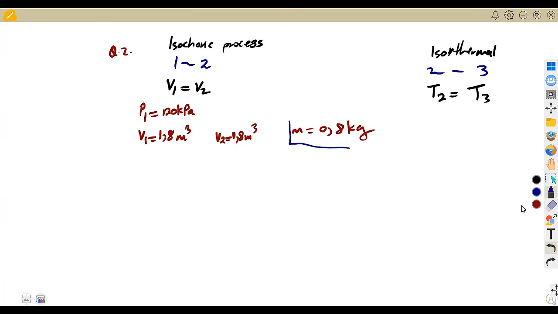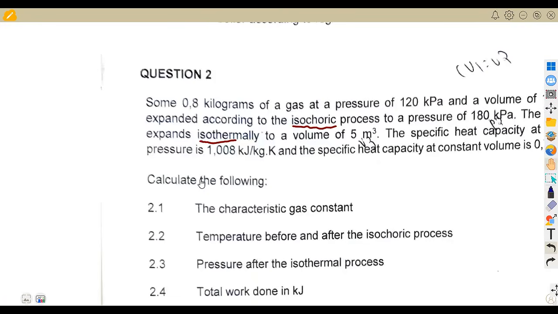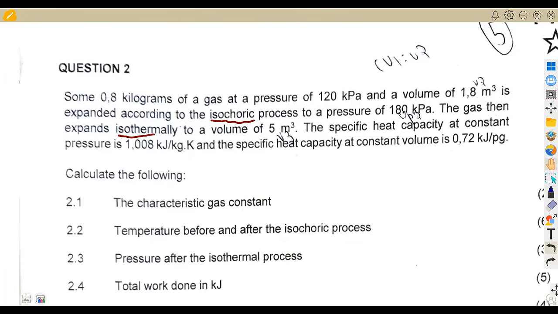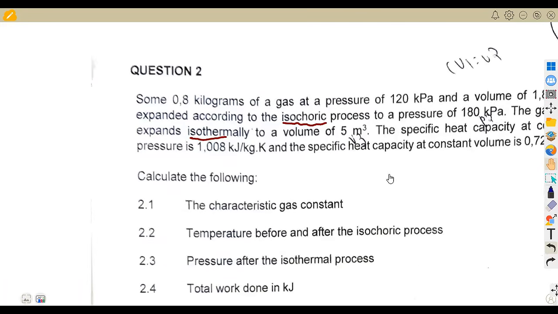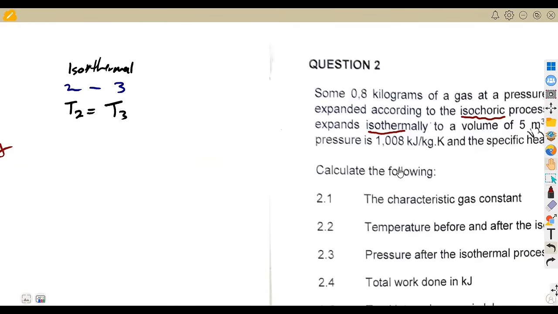Let us see the other part that we are given. It is expanded according to the isochoric process to a pressure of, so this is the second pressure, which is our P2 in this case. At this stage, we are also given P2. It expanded to a pressure of 180 kilopascal under this isochoric process. These are the conditions that we have.